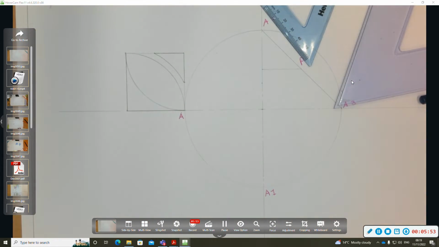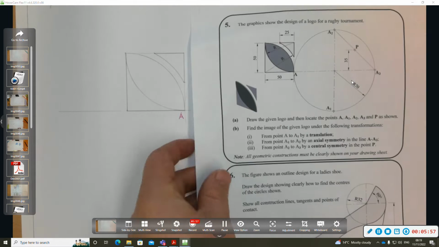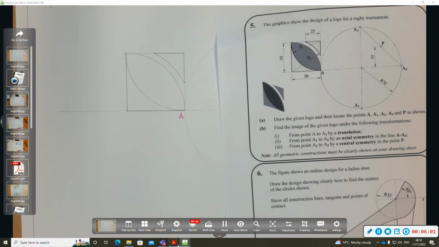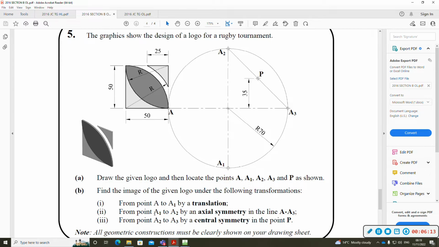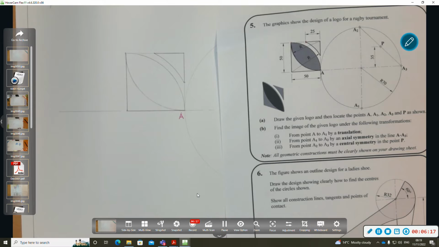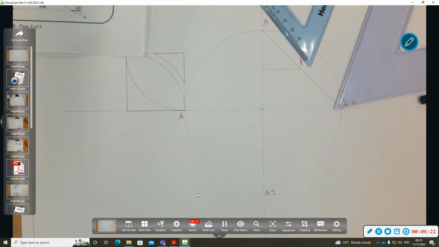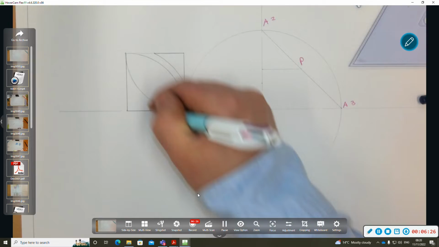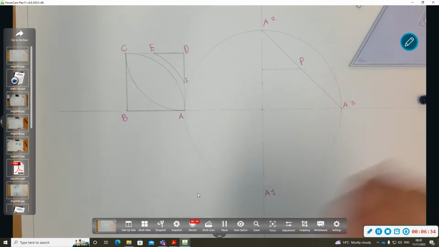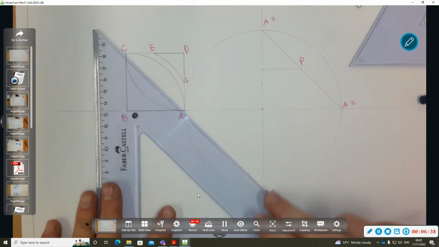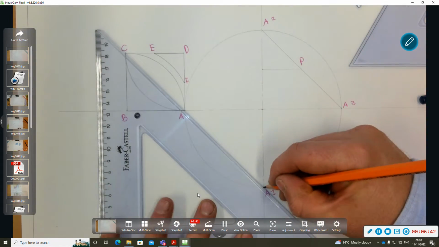Then from A to A1 is a translation. So I'm going to move the image from A to A1, and I'm going to join A to A1. That's the direction vector, so that's the angle and distance it moves. So I label my points on the logo, and I'm going to join A to A1.